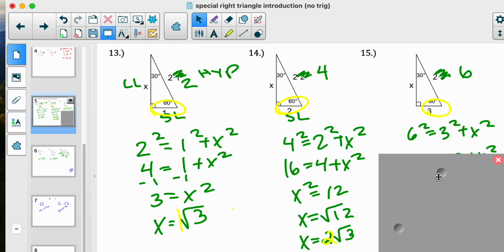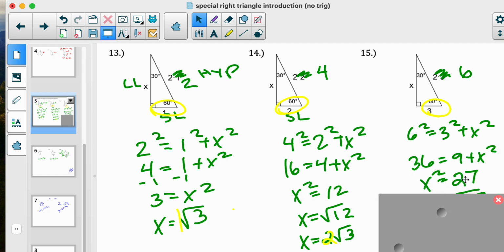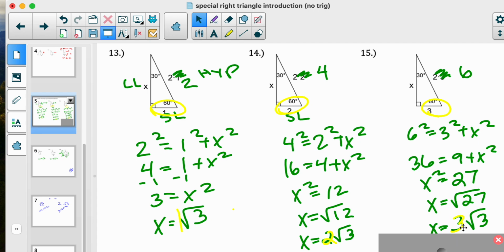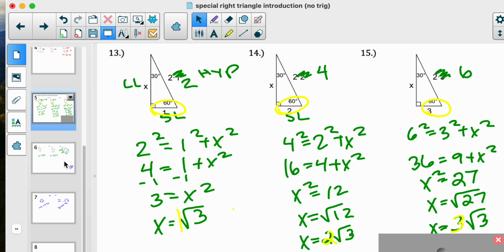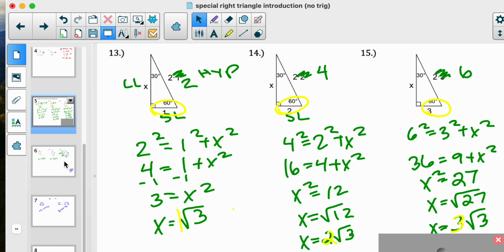On number 15, we're plugging in 6 squared equals 3 squared plus x squared. Working that out, subtracting 9 from both sides. So now we have x squared equals 27. We square root both sides. We do the ladder. We're ending up with 3, 3, 3, right, when you ladder. So we're getting that 3 to pull out front. We're getting 3 square root of 3. Okay, update your work if you have any mistakes.